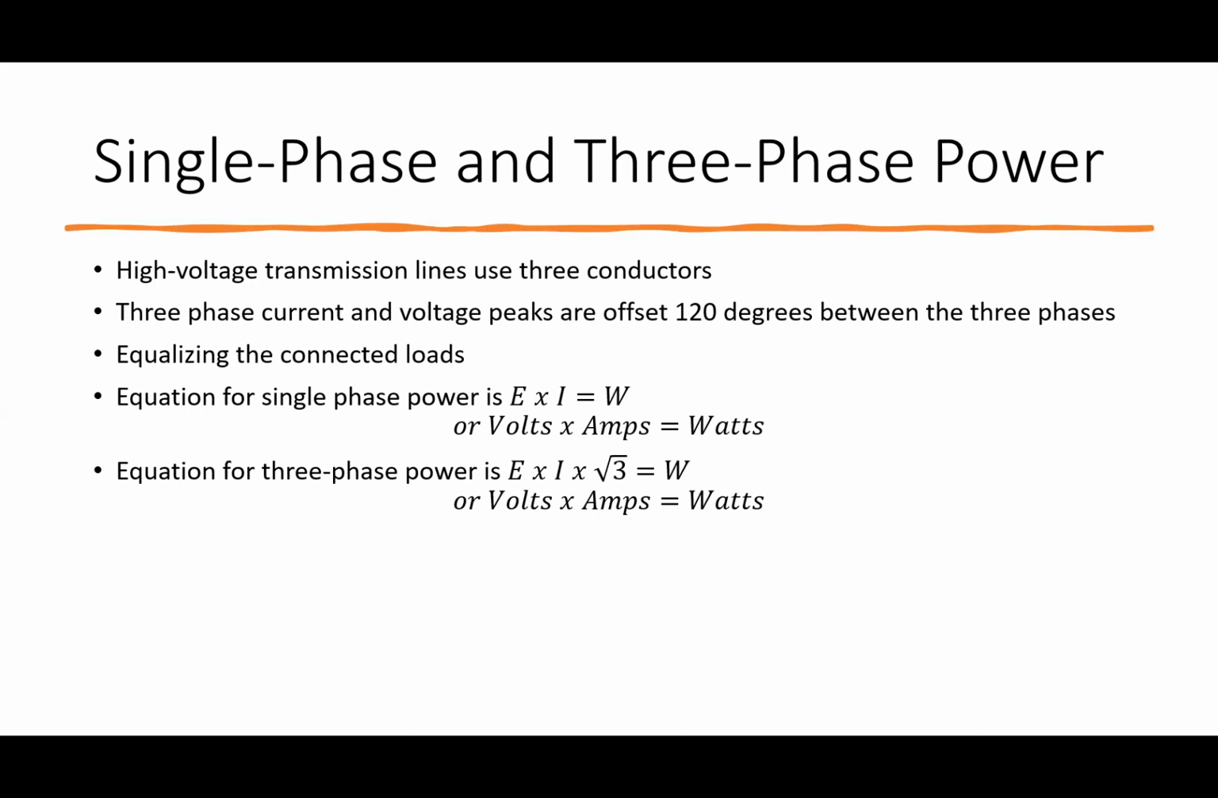When calculating these types of power, you have the single phase power equation right here, which is E, or volts, times I, or amps, equals watts. For three phase power, you have E, or volts, times I, or amps, times the square root of 3, because this is three phase power, and that will equal the total watts.